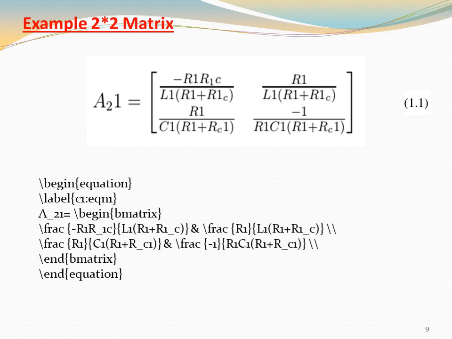Now in this example, a 2 by 2 matrix, we start with \begin{equation} and \label C1 equation 1. So it's in chapter 1 and the equation number is 1, and A underscore 2 here. It must close with brackets, but the bracket is missing here. So A underscore 2 is equal to \begin{bmatrix} and the expressions are written, and the matrix values are separated with the ampersand symbol and end with \end{bmatrix} and \end{equation}. So the final expressions we will obtain like this.